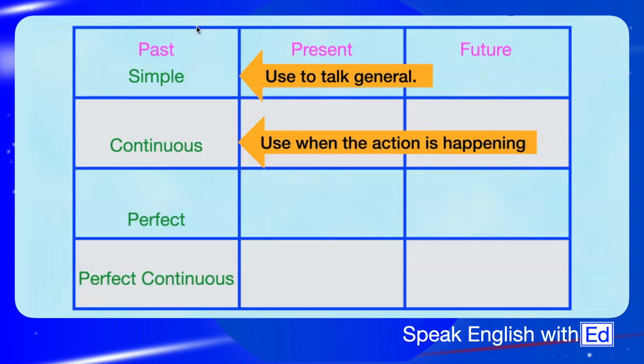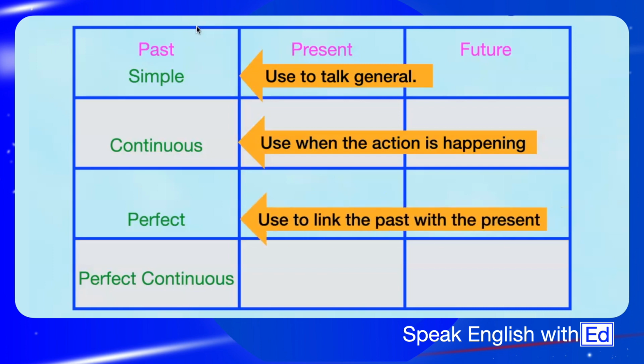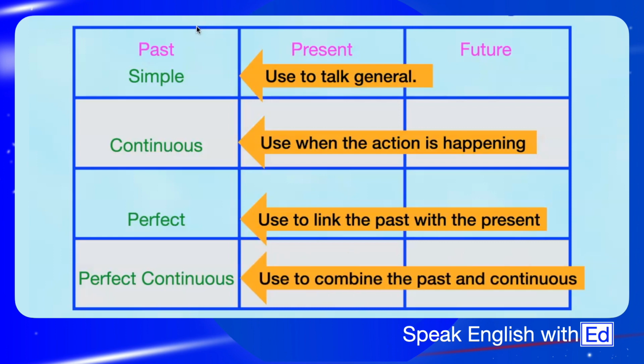The perfect tense links, this is one of the intermediate tenses. We're just getting up a little bit now, because you're linking the past with something that's still true or happening in the present, and it's joining the two together. That's the perfect tense. And the perfect continuous tense is the last two, the continuous and the perfect, together, using those all in one tense.